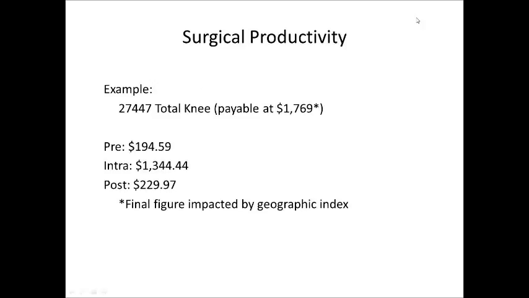In this example, I took a total knee, CPT code 27447, payable at $1,700.69. And if we use the Medicare breakdown in terms of the percentage paid, what we'll find is that $194 is allocated for the preoperative H&P, $1,344 is for the work in the OR, the actual surgery, and $229 becomes allocated to the post-op period of time, which in this case becomes 90 days.